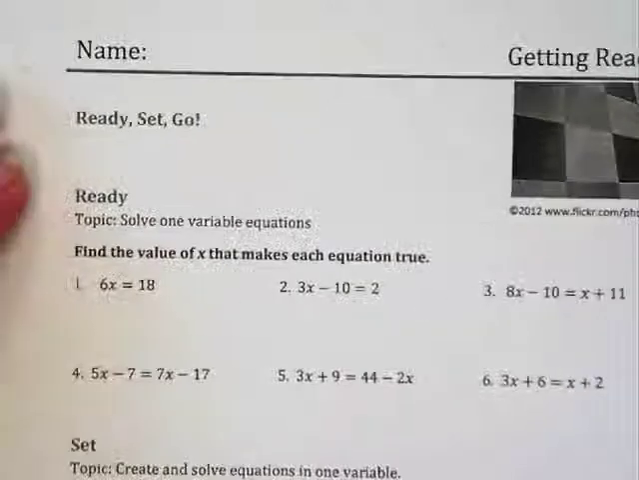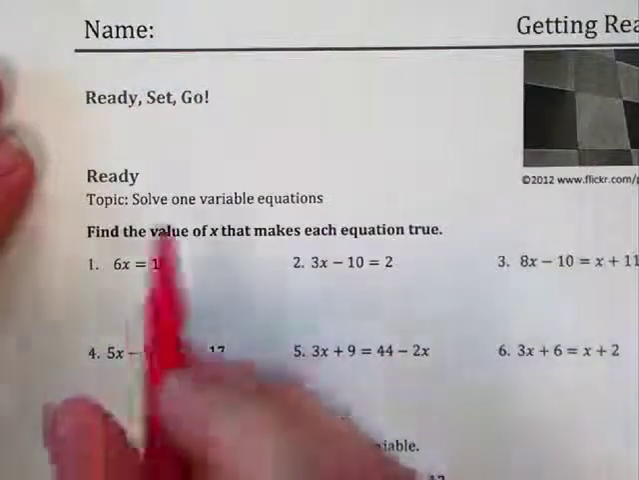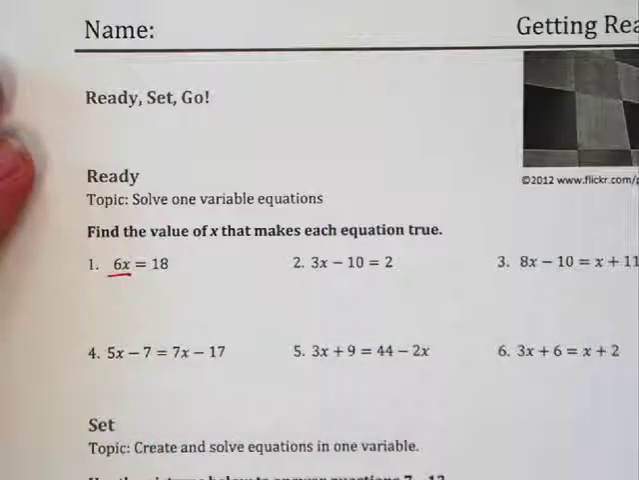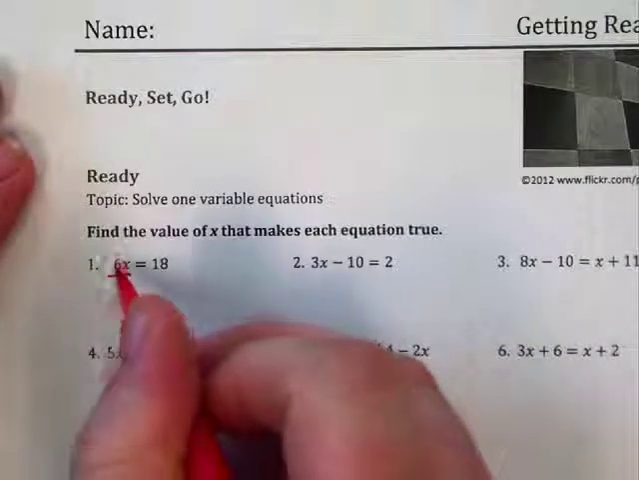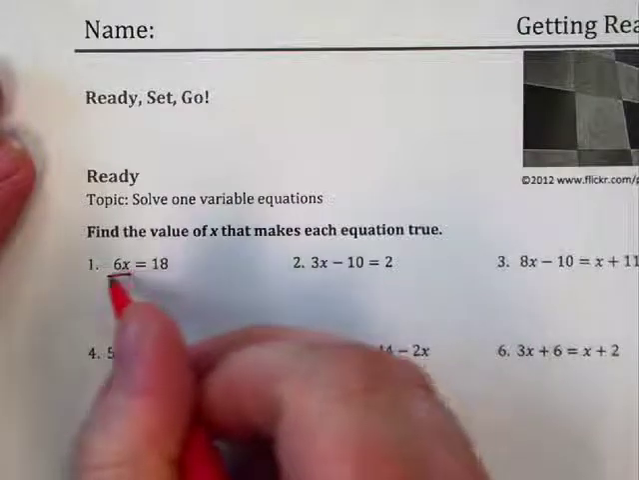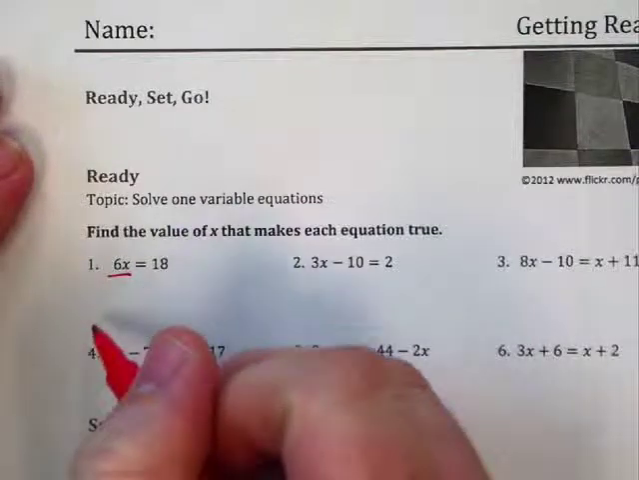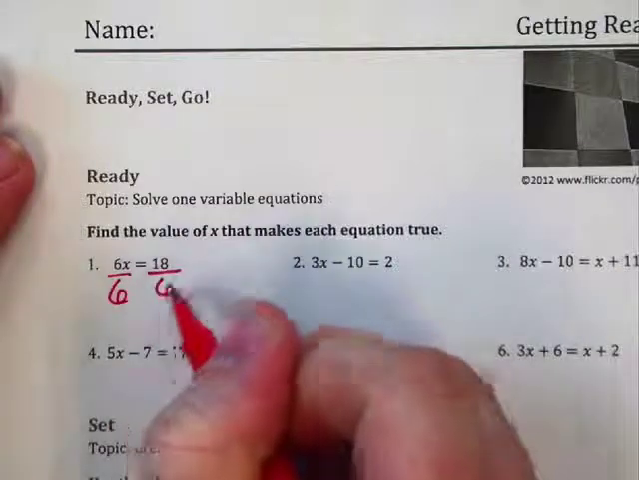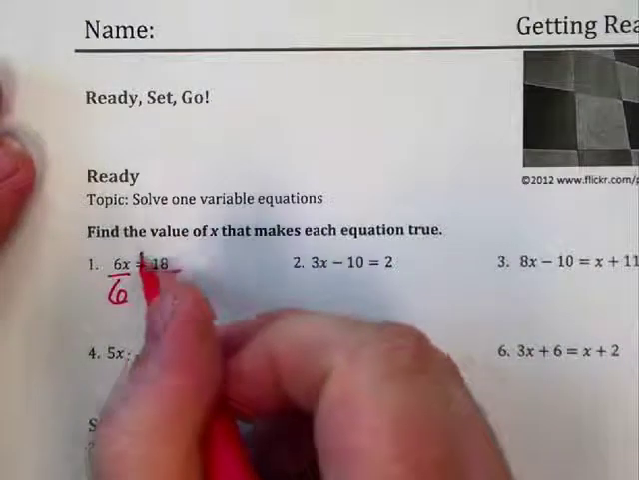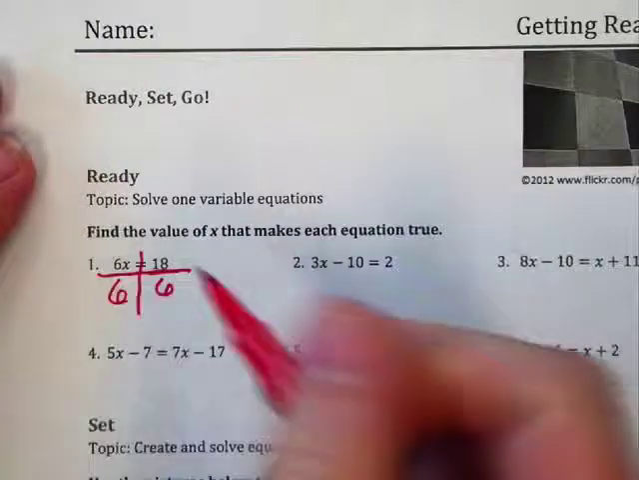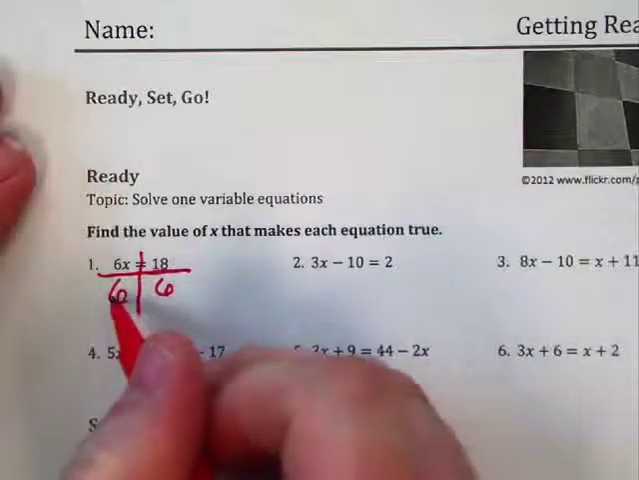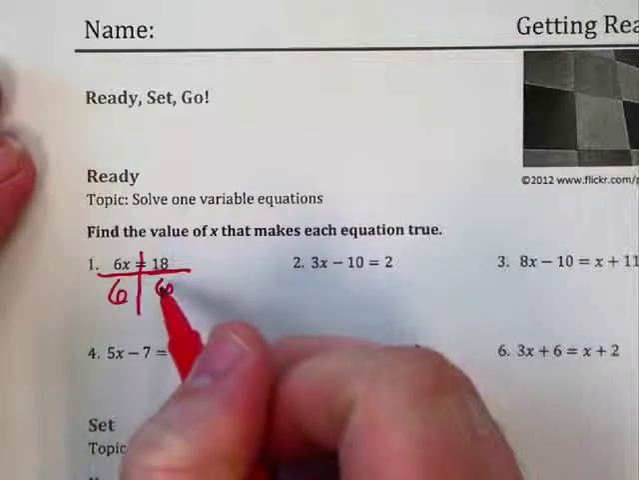Number 1, the point here is that x is almost by itself. There's not much left to do. In order to get x by itself, you have to do the opposite of whatever's right next to it, and that's multiply by 6, so we're going to divide by 6. And you got to remember, it's like a scale. Everything inside has to be balanced. So if we divide by 6 on one side, we have to divide by 6 on the other.